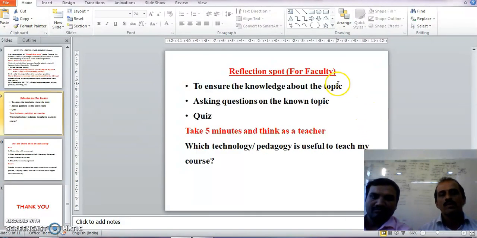So now, the reflections part. This should happen for a faculty. That means a faculty should do these activities to ensure knowledge about the topic which you want to spell out in the classroom, and ask questions on the topic. You should prepare some questions related to the topic, and some quiz questions. This should happen inside the classroom. Then take 5 minutes and think as a teacher, which technology or pedagogical initiatives is useful to teach my course, related to the topic and the classroom. That has to be planned properly by the faculty before delivering this to the individual students.